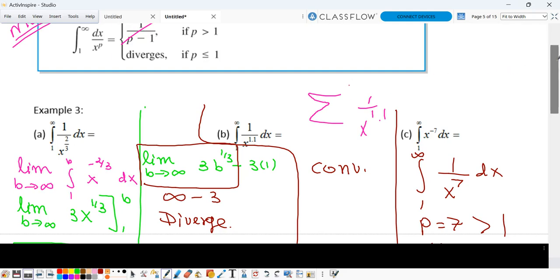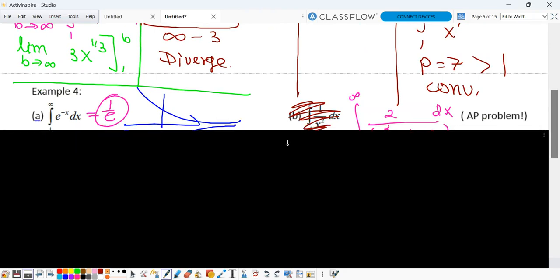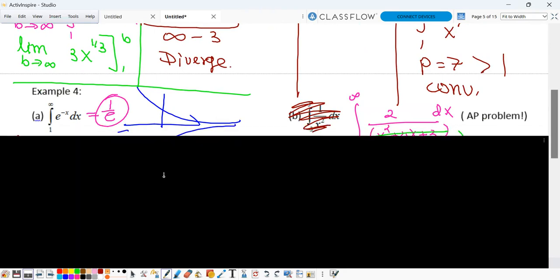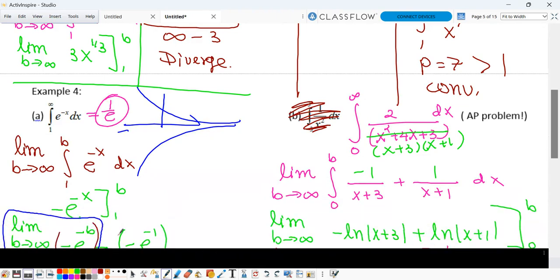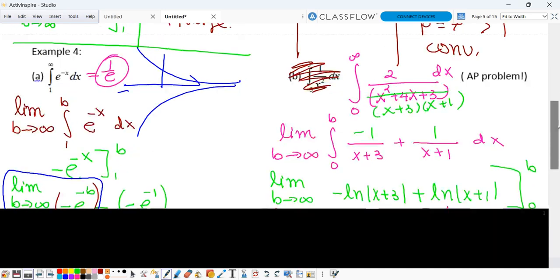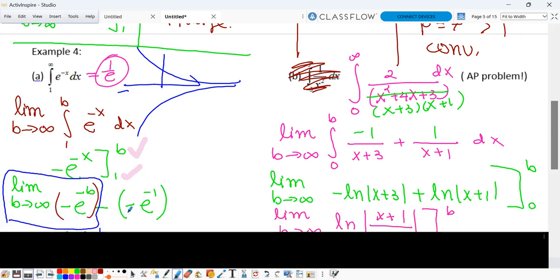So let's take a look at slightly more complicated problems where we have to apply more than one technique. Now on the cover page, on the first page, we saw how 1 over e to the x converges. And for that part, it is the same thing. I'm just going over this. b goes to infinity, e to the negative x. The antiderivative of e to the negative x is negative e to the negative x. And bounds are 1 and b, which means f of b minus f of a.